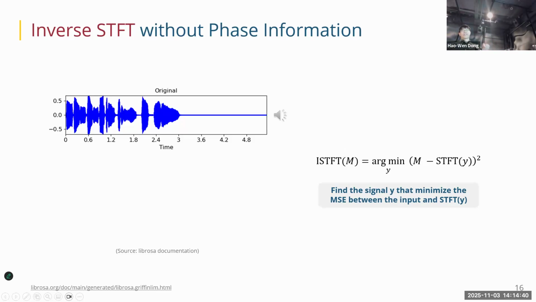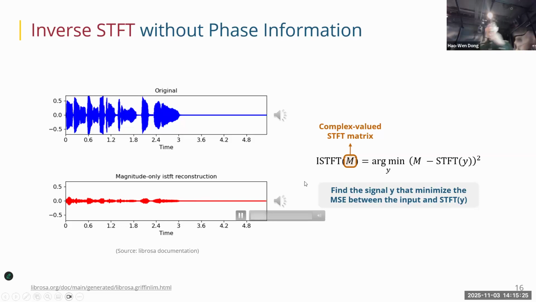So whenever you want to do inverse short-time Fourier transform without the phase information, what you will have is only the magnitude of your STFT, and you don't know the phase information. And what you want to do is try to find the audio that has the closest magnitude of STFT to your given magnitude spectrogram. So what you can do here is imagine that is our input signal. What you will get is something like this.